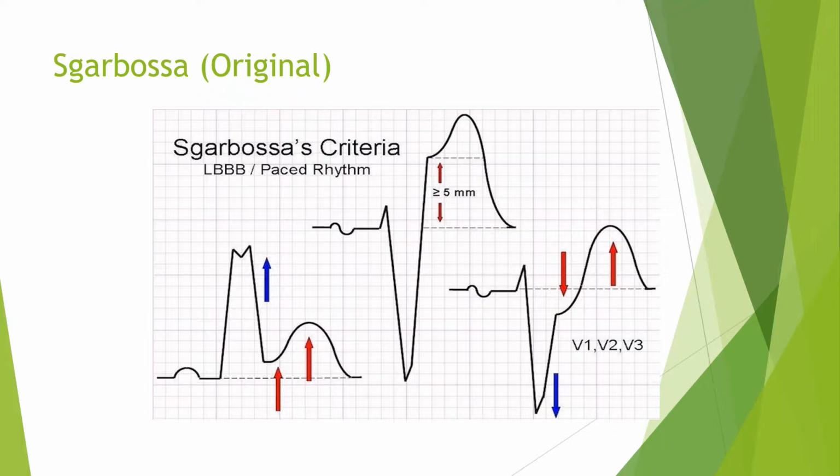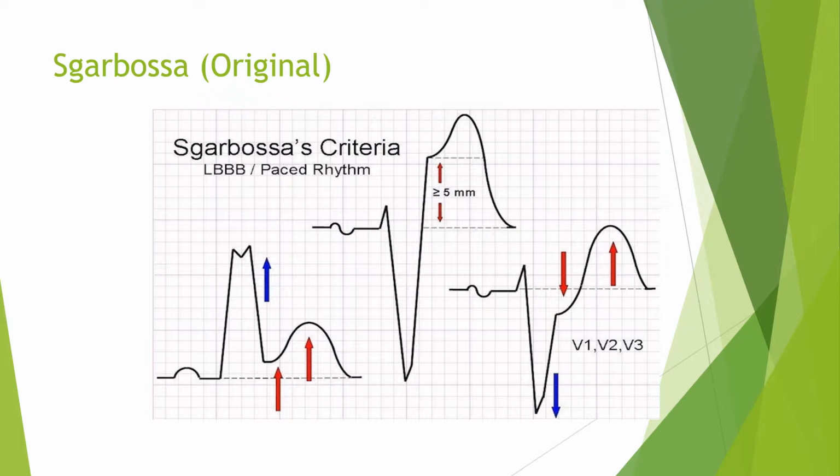Sgarbossa came up with criteria B, which is on the lower right here. For that one, it gets a little bit more complicated. In part A, it was concordant elevation in any lead. And by the way, they never applied that it had to be two contiguous leads, which brings into question why that ruling ever got involved in our standard STEMI teaching, because it has no application. The Sgarbossa B criteria is ST depression present in leads V1, V2, and V3.